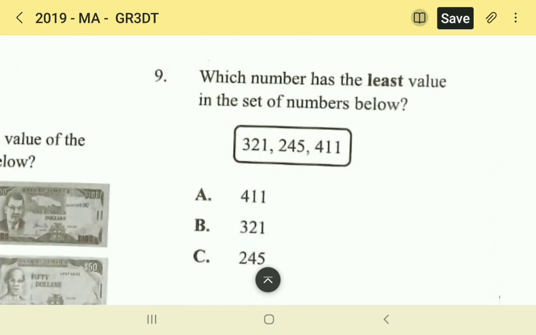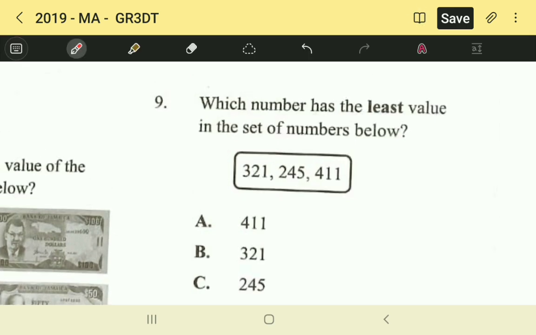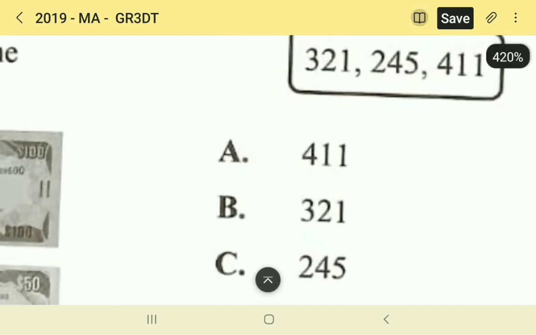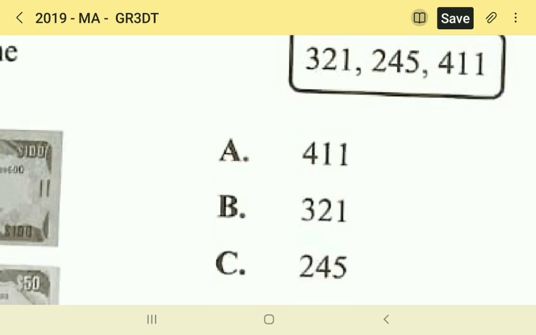Number 9. Which number has the least value in the set of numbers below? This one is also a repeat item. So the least value, because they're all 3 digits, we're going to be looking at the hundreds column to determine the one that is the least.